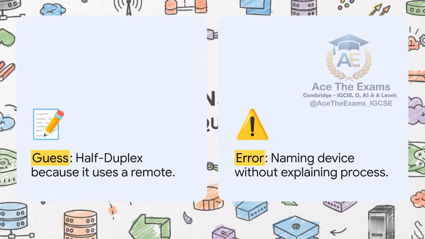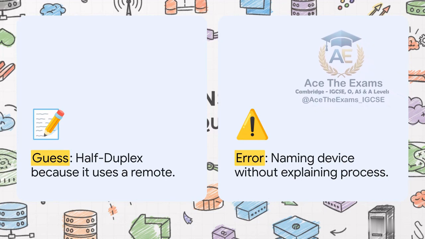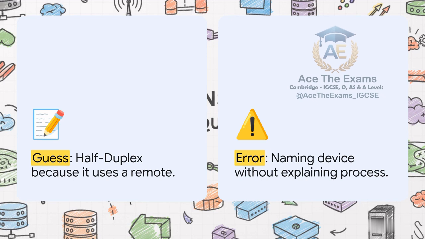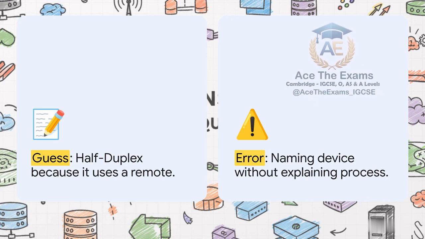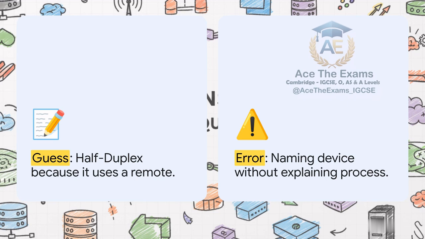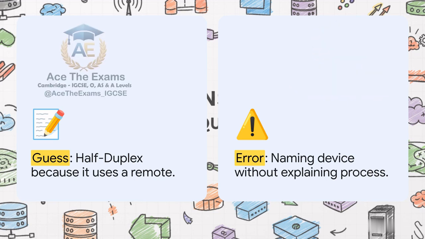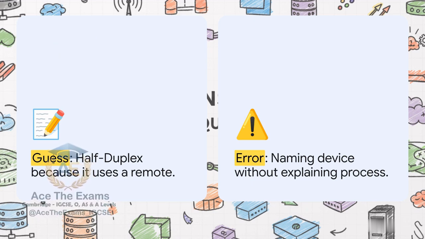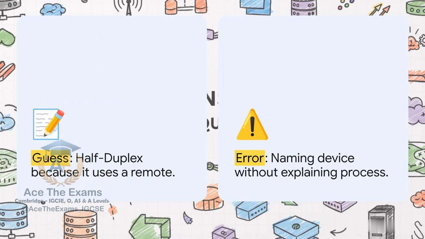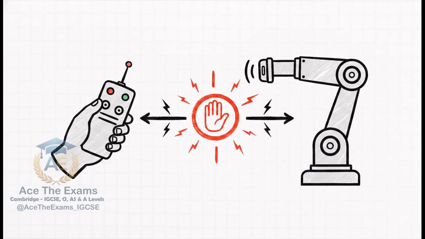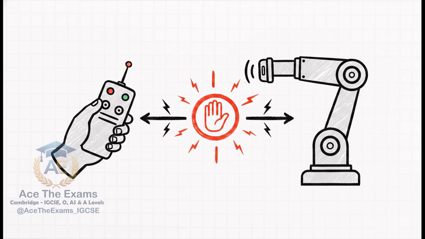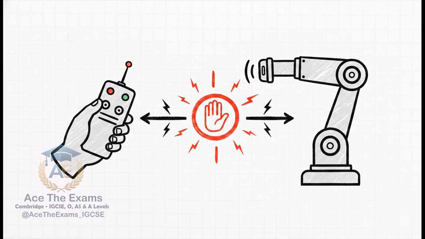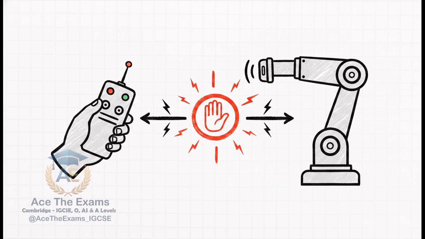A super common guess here is half duplex because it uses a remote. But here is the fatal error. The student named the device without explaining how it actually works, using vague wording and completely failing to explain the process sequence in the context of the robot's sensors. That is going to cost points. Period. Even if they guessed half duplex correctly. So let's close that open loop from earlier, that examiner clue you absolutely must look for. It's the specific data type and the consequence hidden right there in the prompt.